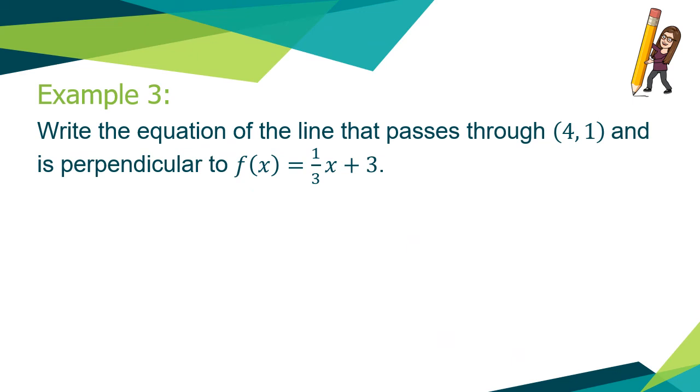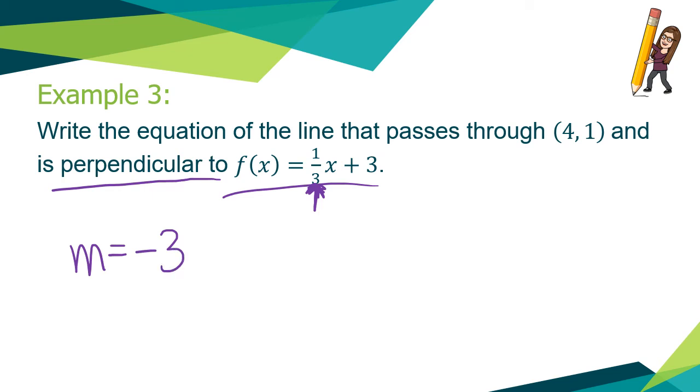Let's take a look at example 3. We want to write the equation of a line that passes through the given point and is perpendicular to the function of 1/3 x plus 3. First thing I need is slope. Well, let's look at this equation. We're talking perpendicular to this line. Well, this line's slope is 1/3. Do you remember how to find the perpendicular slope? We want the opposite reciprocal. So my slope is -3.